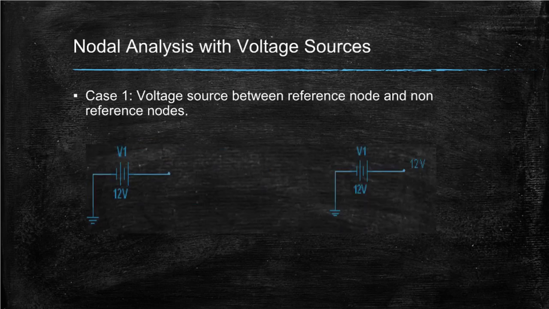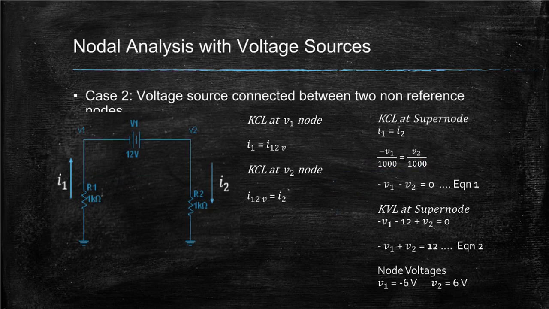When voltage sources are involved in nodal analysis, two cases can arise. Case 1. There is a voltage source between a reference node and a non-reference node. In that case, the voltage at the non-reference node is set to the voltage source value, which in this scenario is 12 volts.